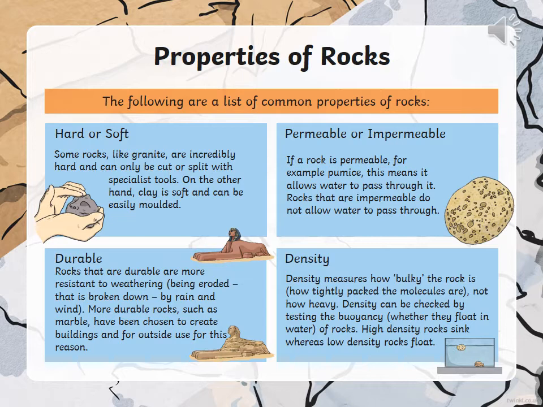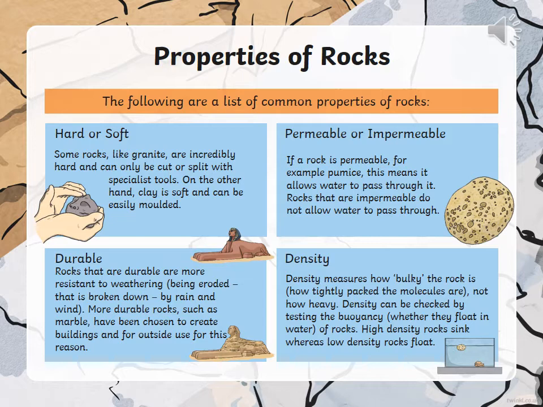The next one is permeable or impermeable. If a rock is permeable, for example pumice, this means that it allows water to pass through it. Can we think about another permeable thing that we can find maybe in the kitchen? What lets water pass through it? I know, a sponge. A sponge lets water pass through it. Rocks that are impermeable do not allow water to pass through. Do you have any permeable rocks in your collection?